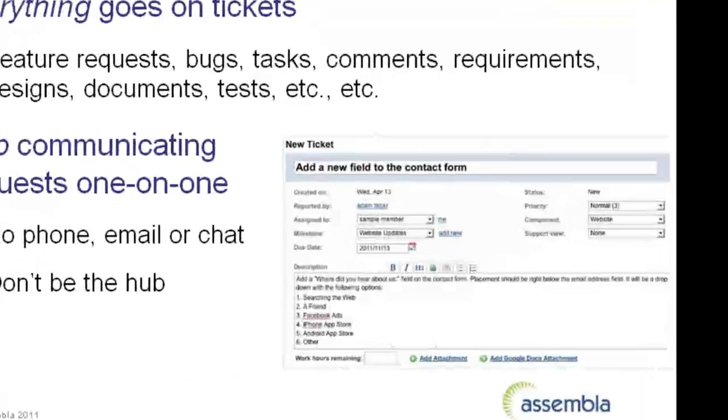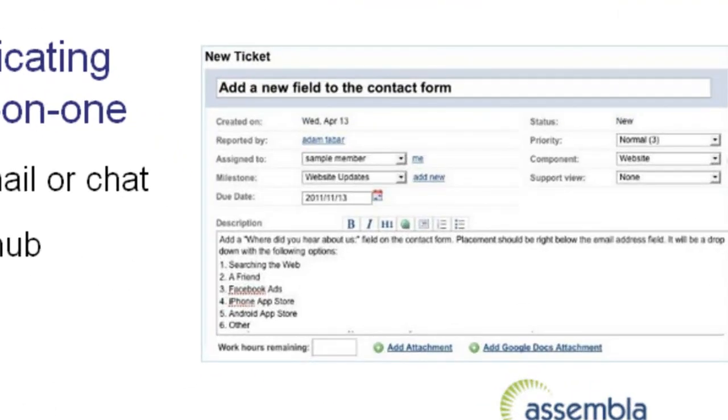First recommendation was to manage all tasks on tickets. In our system, everything goes on tickets. Feature requests, bugs, tasks, comments, requirements. We attach documents that are relevant to the task to those tickets.